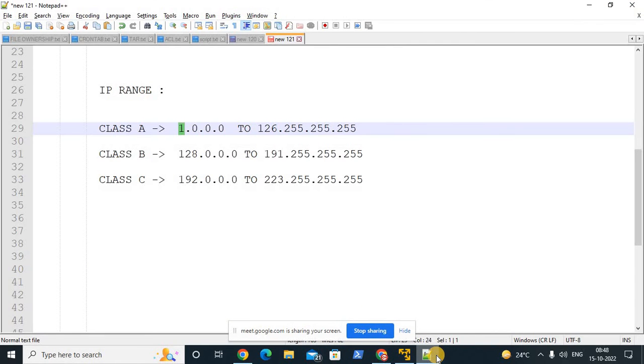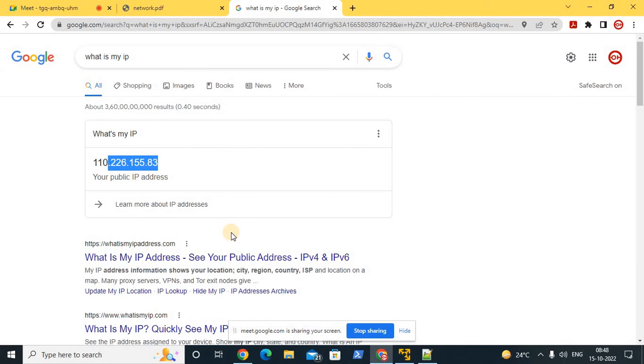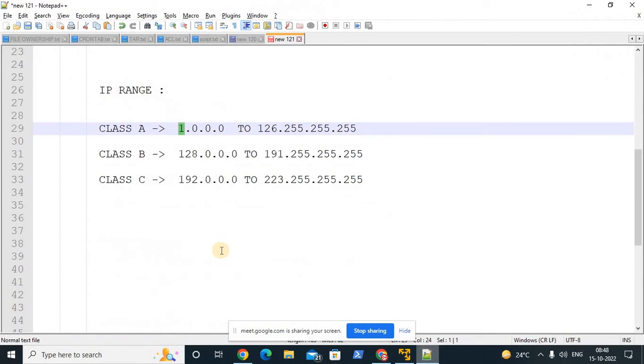Okay, did you get that? Check on your mobile what is my IP, and you will get your IP. Okay, I will do it later. Here I did not write 255, because the maximum number here is 126. If the number is greater than or equal to 1 and less than or equal to 126, it will be treated as a Class A IP address, whether it is public or private.